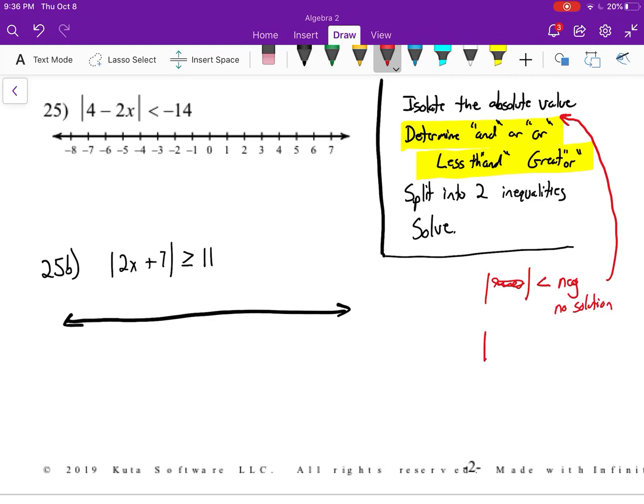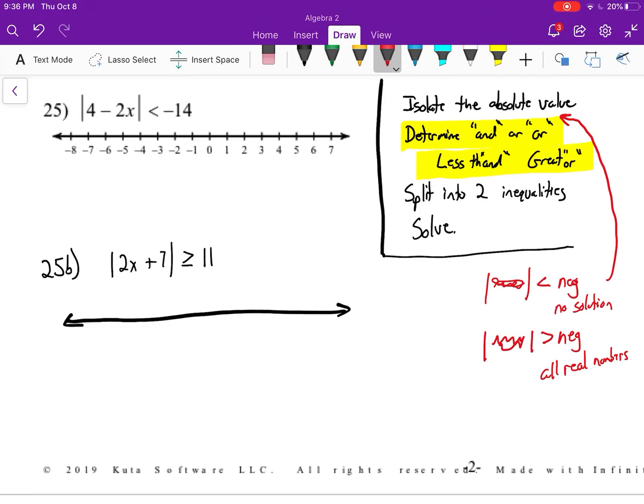On the other hand, if you have the absolute value of something, whatever that something might be, is greater than a negative, well, an absolute value is always positive, and a positive is always greater than a negative. This actually would be all real numbers. So we have those two special situations we come across that we can think through.